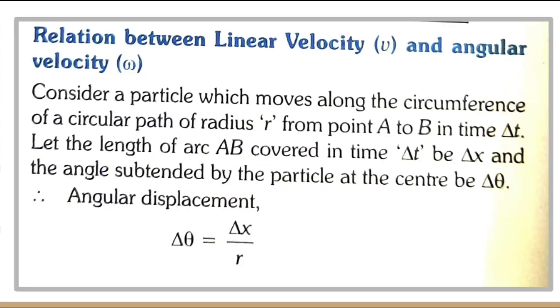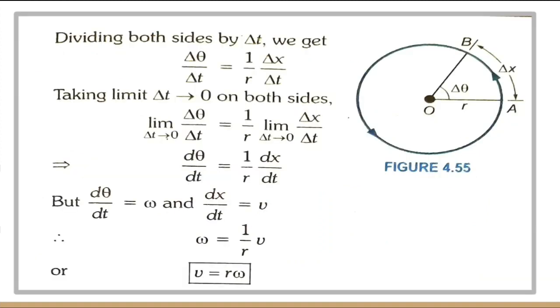Now, what is the relation between linear velocity v and angular velocity omega? We consider a particle. So, you can see this diagram. We consider a particle which is moving along the circumference of a circle whose radius is r, and we are considering the motion of the particle from A to B. So A to B, the distance traveled along the circumference is delta x, and the angle swept by the radius vector is delta theta.